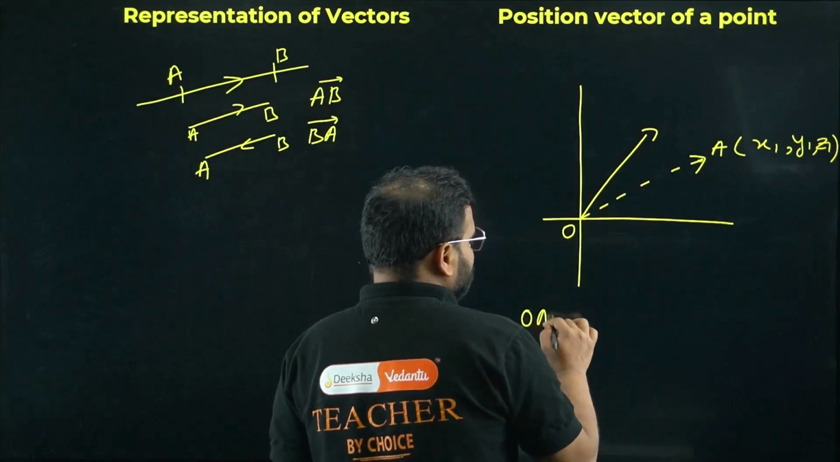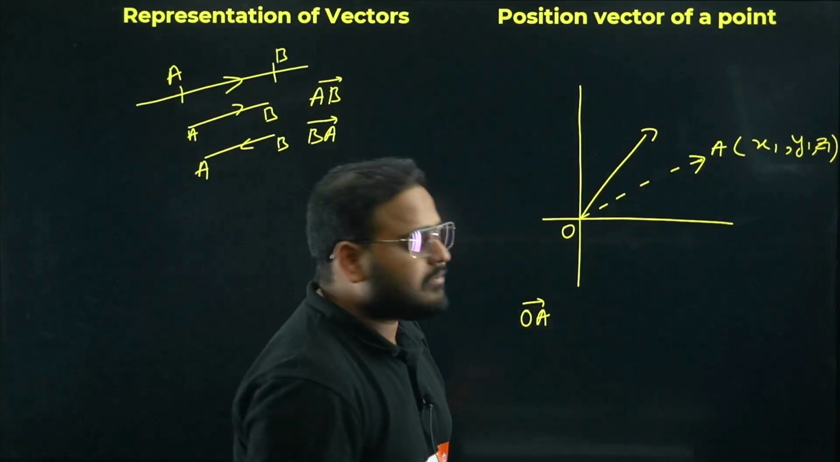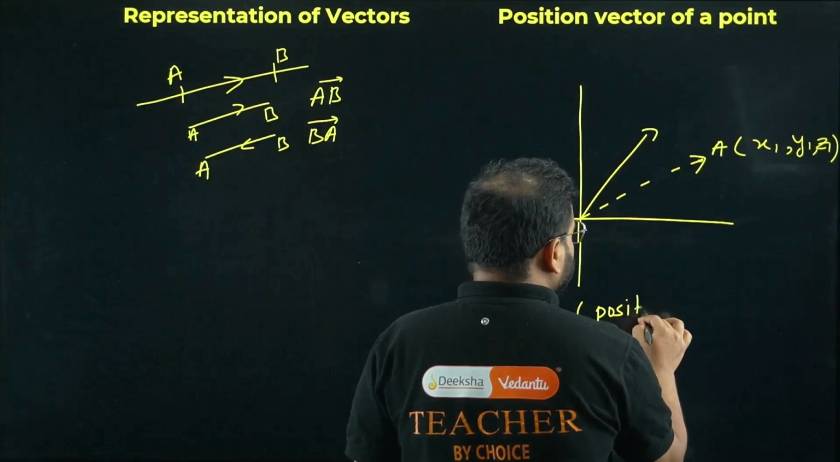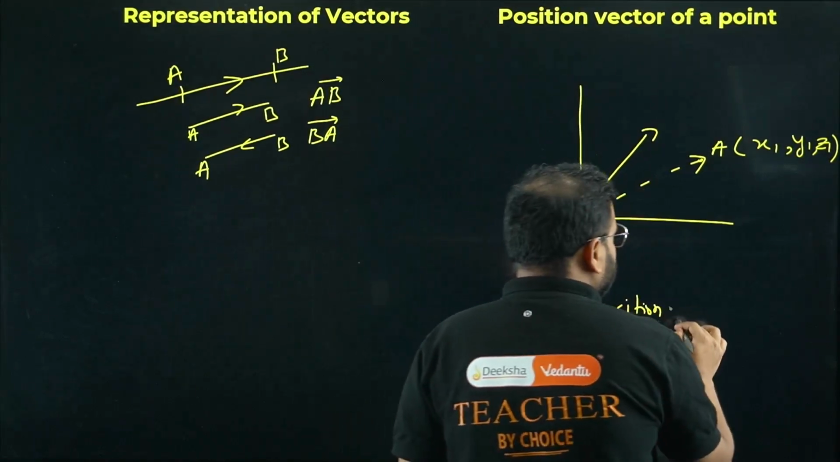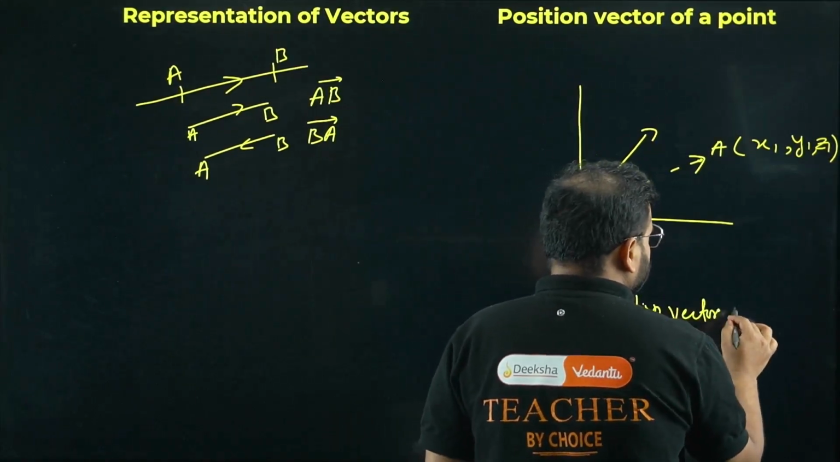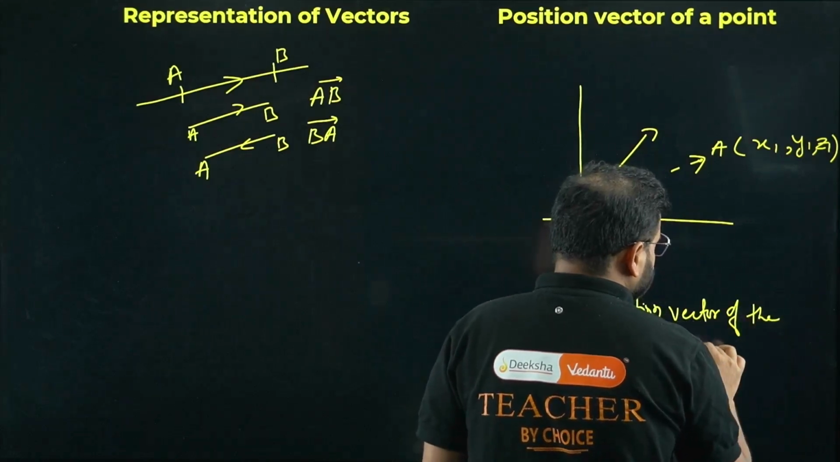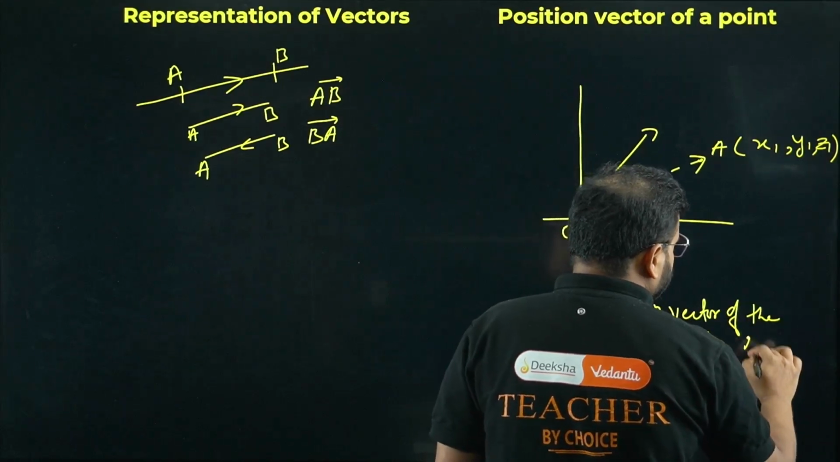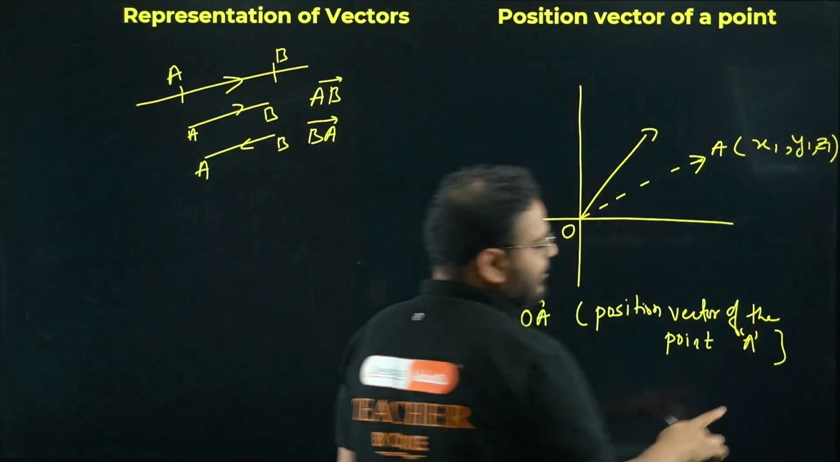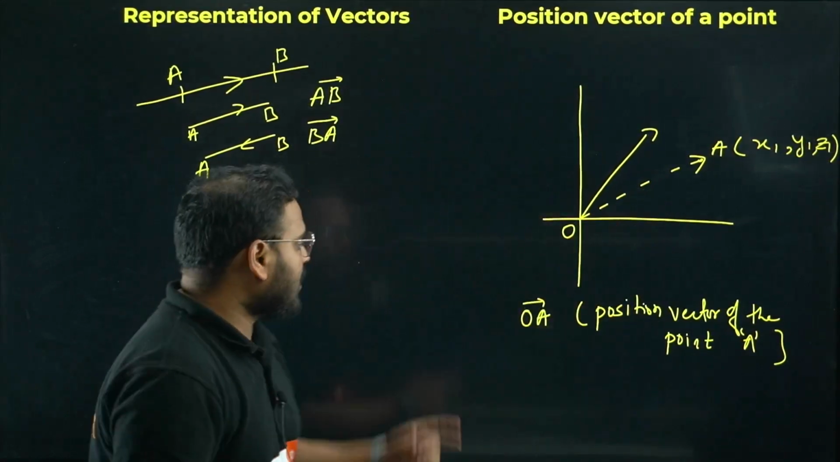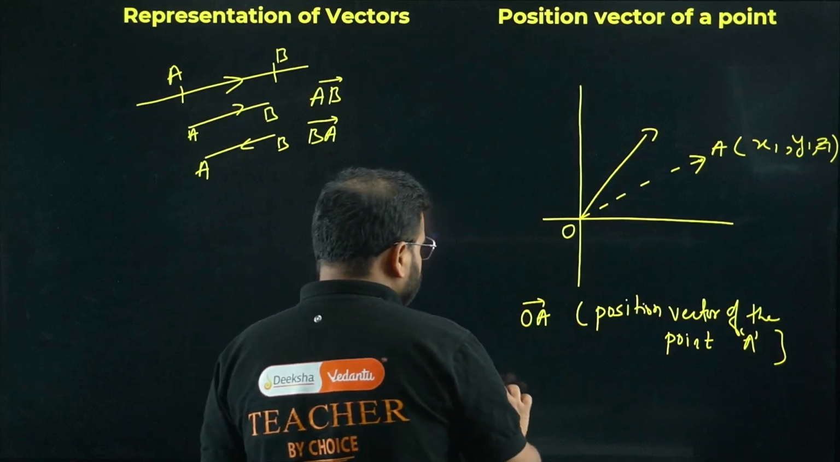is called the position vector of the point A. Of course, from where? From the reference of the origin only. So how do you write this? You can write it like this. You all know this now.